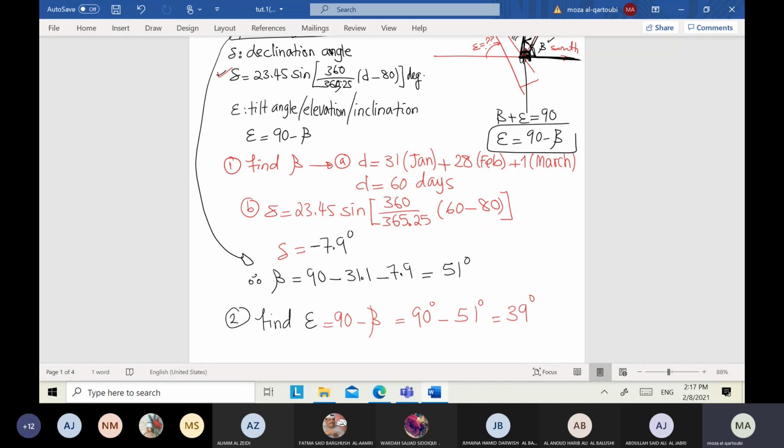In the tutorial, the doctor gave the final answer, but it is incorrect. He gave the final answer as 40.4 degrees. The correct answer is 39, because he changed the latitude angle and didn't change the final answer. So the final answer of this question given in the tutorial, 40.4, should be 39, not 40.4. Okay? So is this question clear?